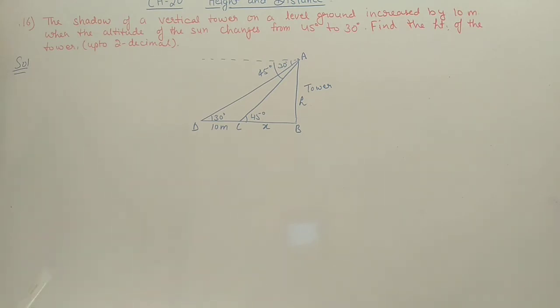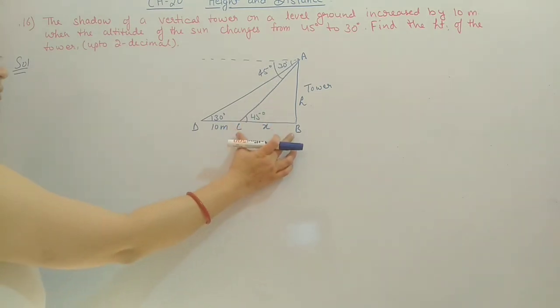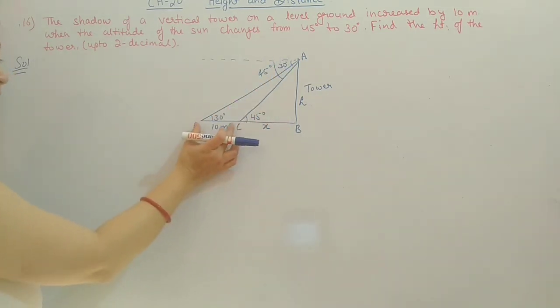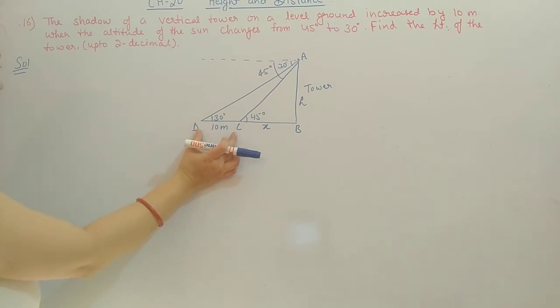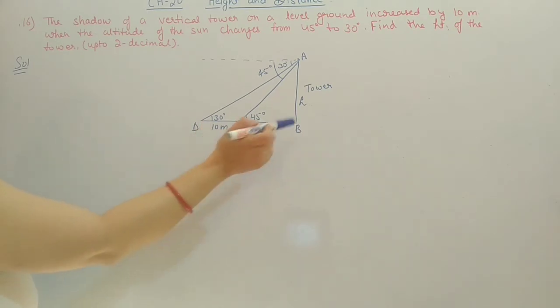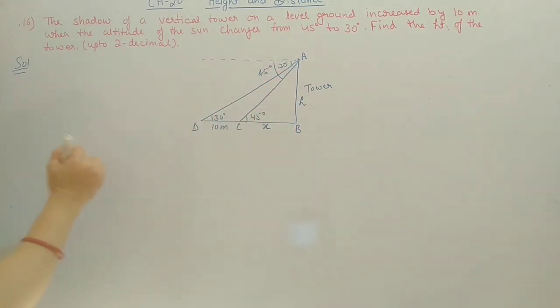So in this question, AB is the tower here. Suppose the height of the tower is H. When the angle of altitude is 45 degree, in that case the length of the shadow is x meter. And when this angle changes to 30 degree, the shadow increases by 10 meter. It means this extra distance DC is 10 meter. We have to find the height of the tower. So two right angle triangles are there, ABC and ABD.